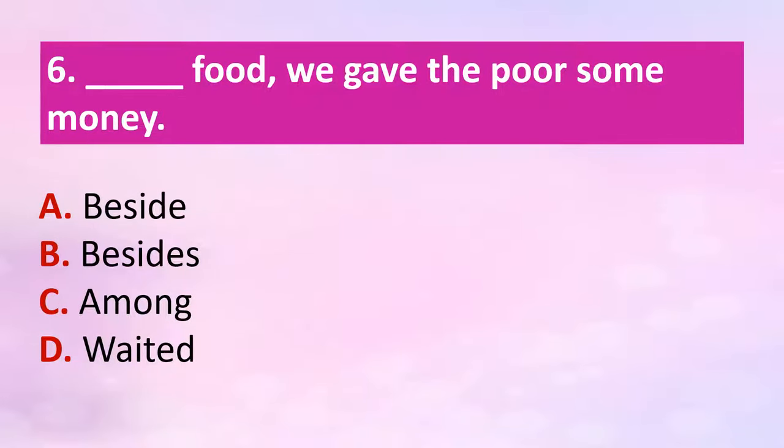Question number 6. Dash food, we gave the poor some money. Option A, beside. Option B, besides. Option C, among. Option D, waited. The correct answer is option B, besides food, we gave the poor some money.